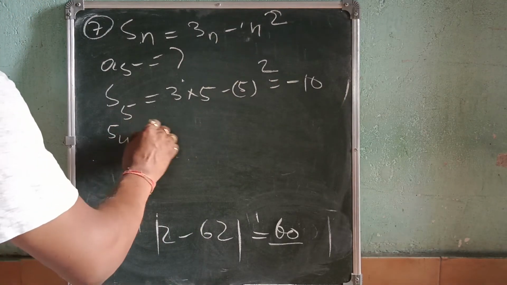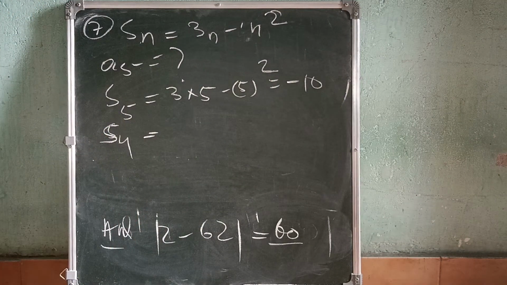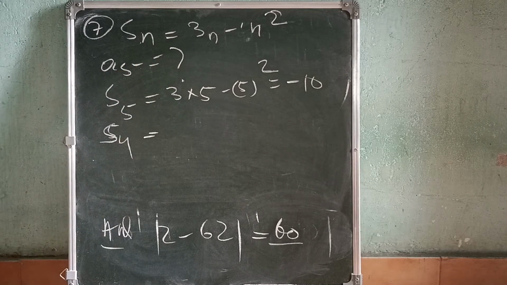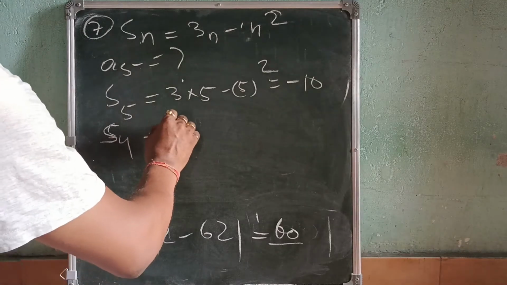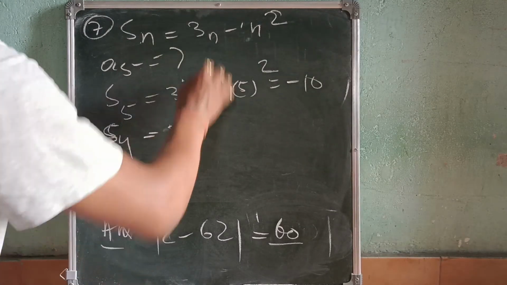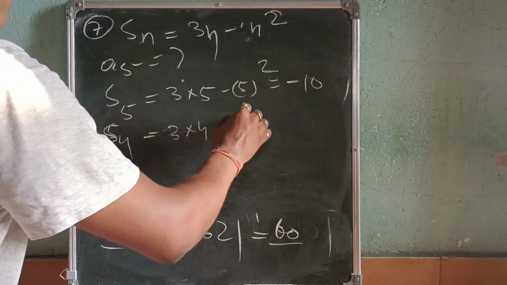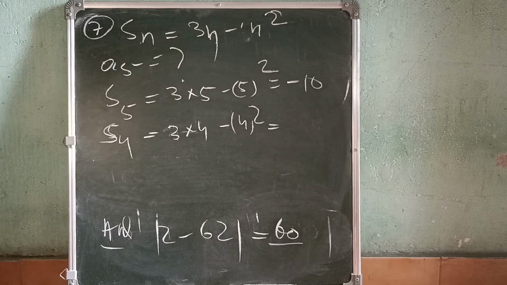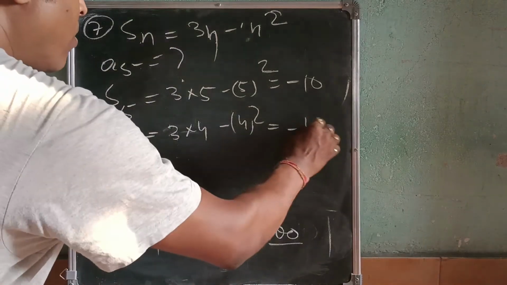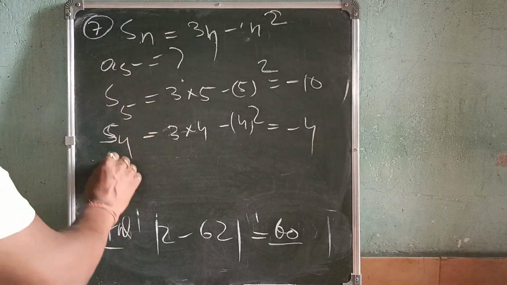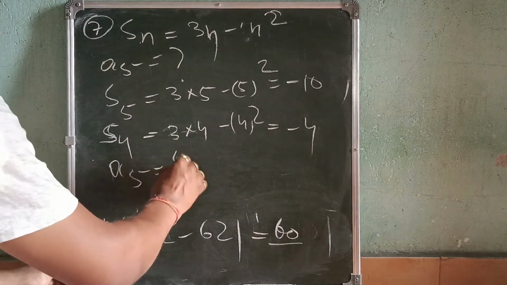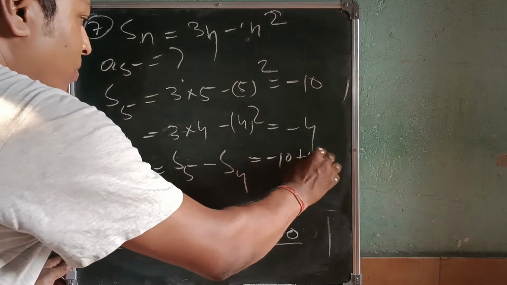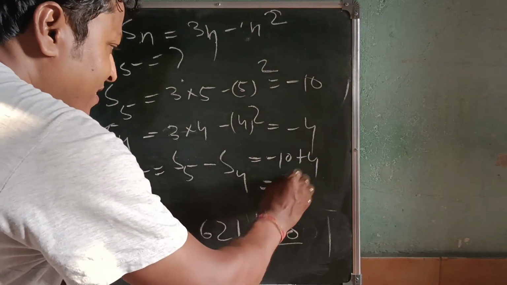And S4, just one less than that. Whatever the term asked, you apply that one and the one less than it, so 5 and 4. S4 is 3 into 4 minus 4 square, that means minus 4. So the answer: A5 is S5 minus S4. Minus 10 minus minus 4, that means minus 6 is your answer.